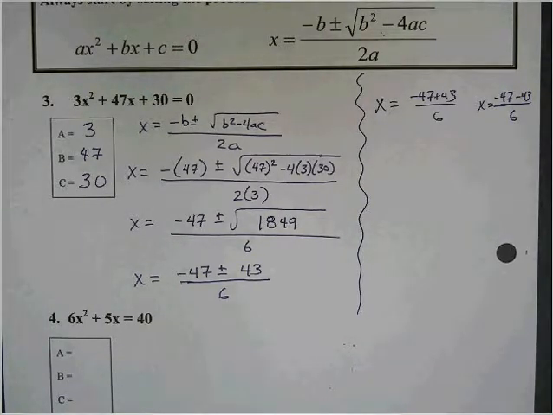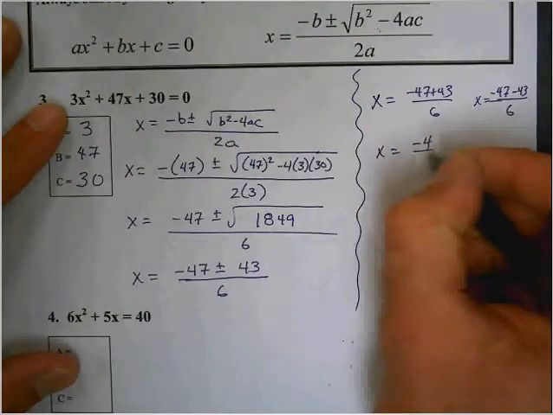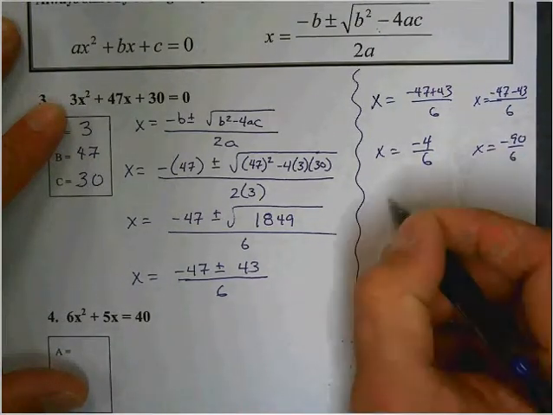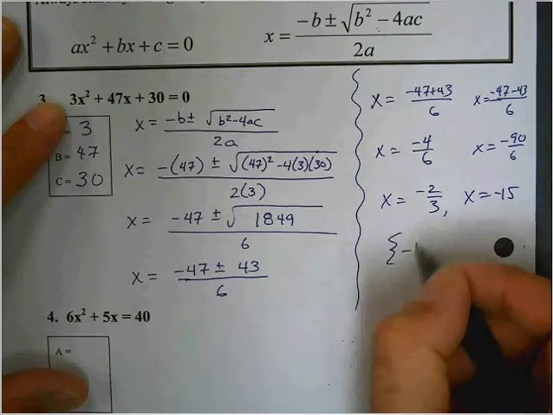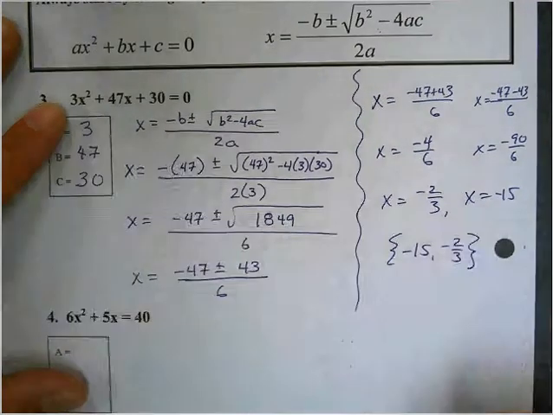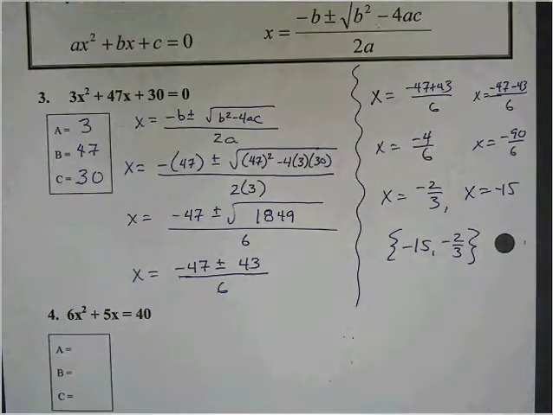Anyone got answers yet? Positive or negative? I got a negative 15 and a negative 2/3. Same thing. Negative 0.6 or 0.6? Negative 0.6 or 2/3, same thing. Did we all get those same? Negative 4 over 6, negative 90 over 6, so negative 2/3, negative 15. Curious, did you put the negative 15 first in your answer? If you did, pat yourself on the back. Well done.